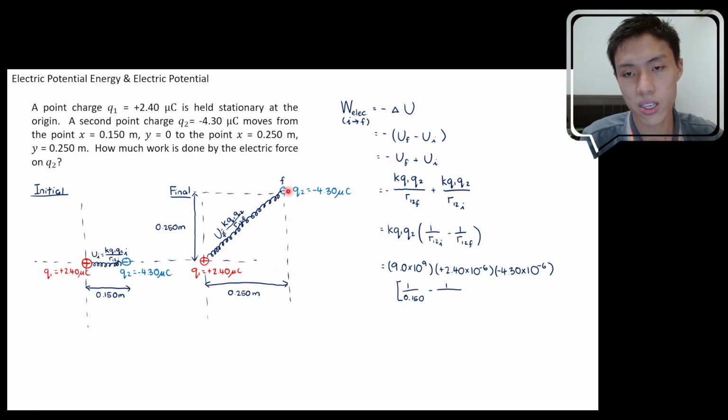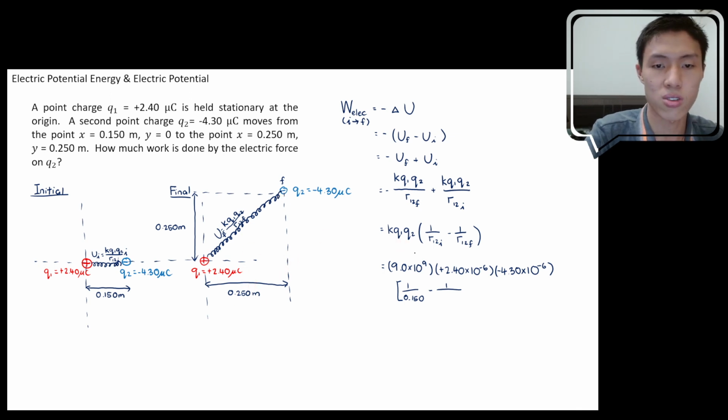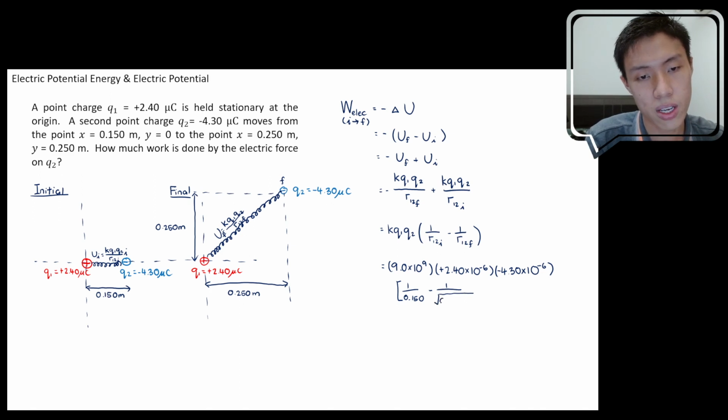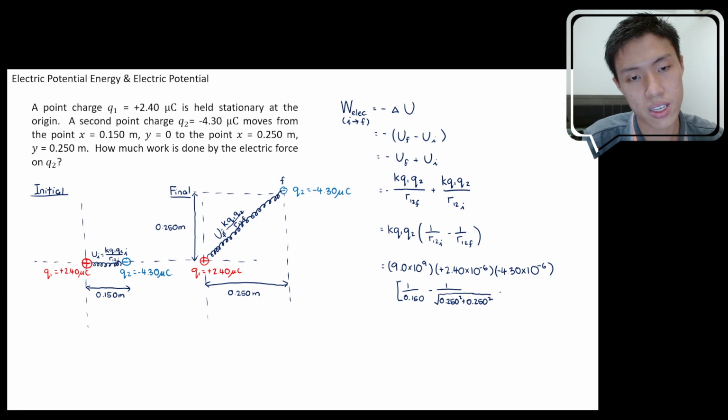This distance over here, we don't have it directly, but we know that it's a right angle triangle with the adjacent and the opposite to be 0.250 meter. Okay, so it's just a simple Pythagoras theorem to be done over here. 0.250 square plus 0.250 square. So what are you finding? You're finding the hypotenuse here.